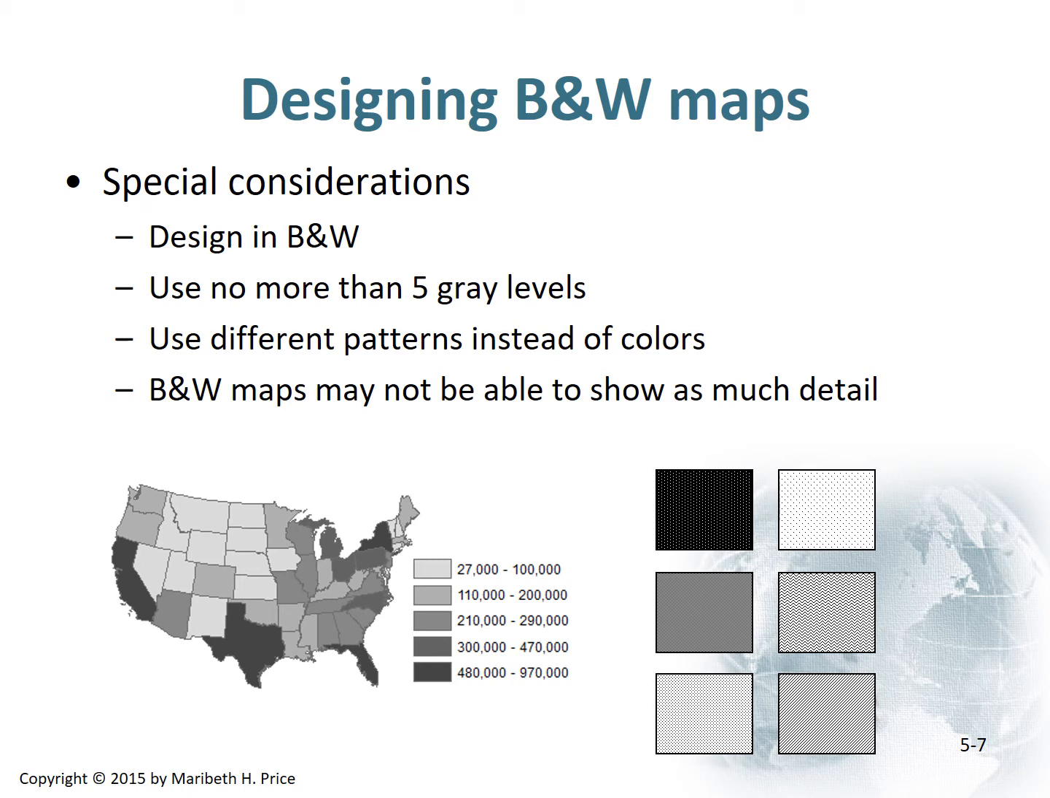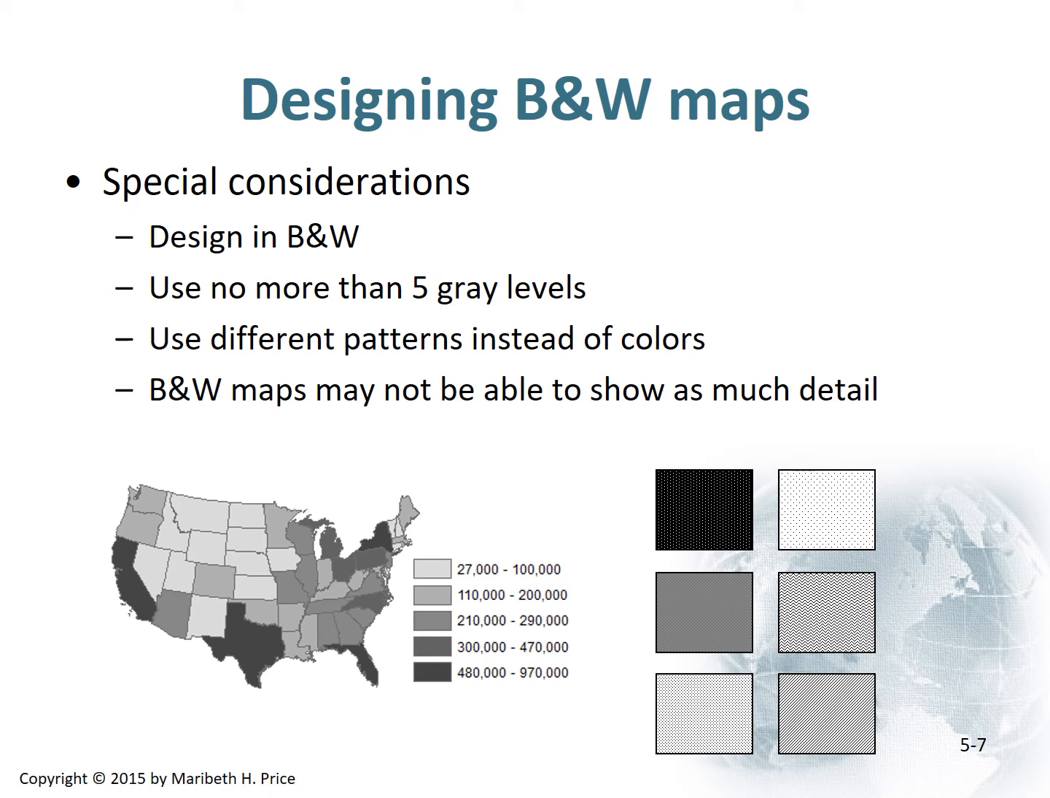The more different classes you would have, the more different shades of gray you would need, the more difficult it is to associate, for example, that next shade up with the 110,000, or the one above that with a 210, or the one above that with a 300, or the highest one with 480. As you get more and more classes, it becomes harder and harder to pick out the thing you're looking for on the map and match it up to the thing in the legend.